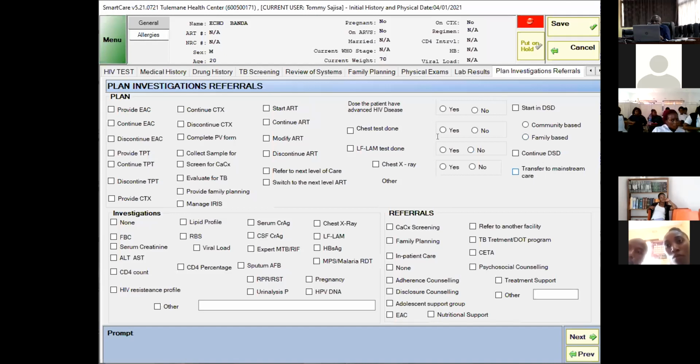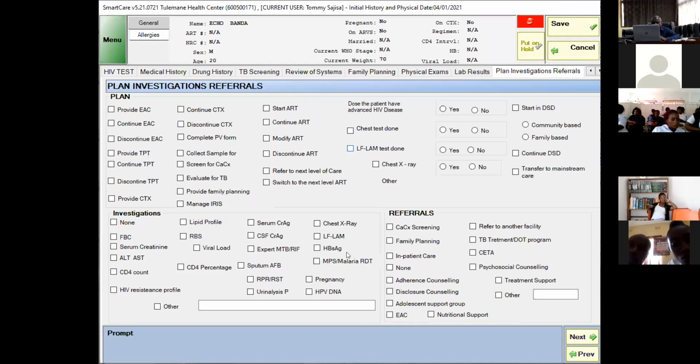Then you have your advanced HIV care. Does the patient have advanced HIV care? If yes, has the chest X-ray been done? The LF-LAM has been done. And also there's another test, I think the cryptococcal antigen test. Again, there was a typo here, so advise the developers in the new project to include it. Yes, so there are investigations at the bottom.